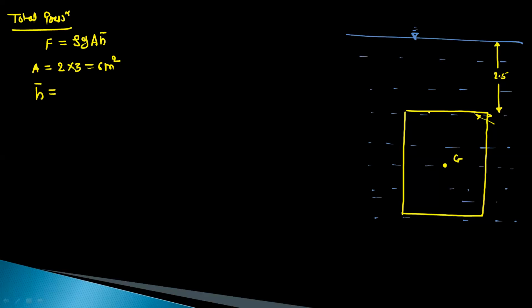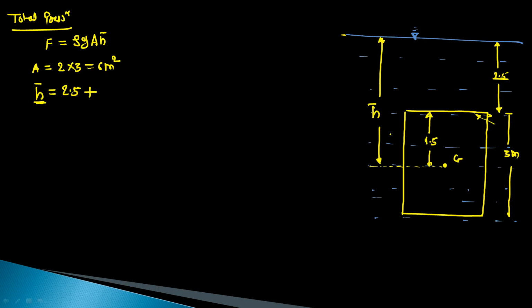This center of gravity is with respect to the top edge of the plate. So it will be at a distance, this is 3 meter, so this is 1.5. The h bar value we measure with respect to the free surface. So the total distance to the center of gravity is nothing but the h bar value. So h bar is equal to, already we have 2.5 meter plus this 1.5, so this is equal to 4 meter.